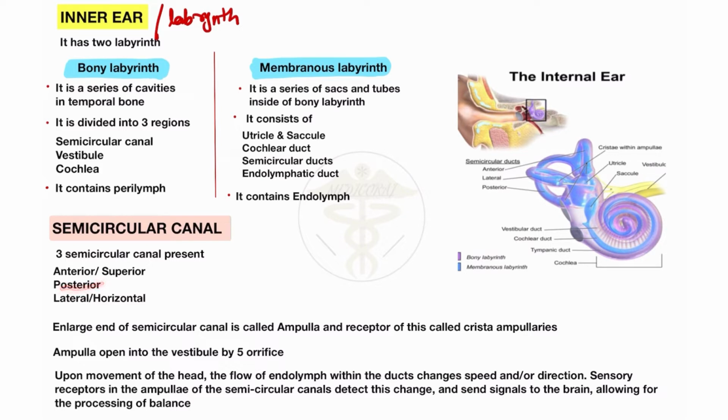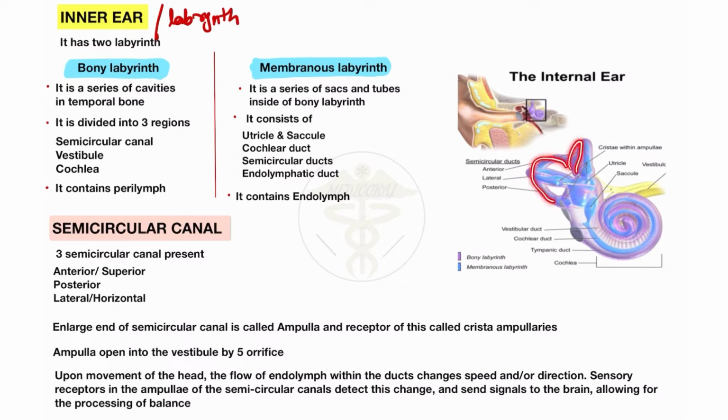Second is the posterior semicircular canal. Here you will see this is the posterior semicircular canal. And third is the lateral or horizontal, because this is present horizontally and also in a lateral position. So this is also called the lateral or horizontal semicircular canal. Always remember that there are three semicircular canals: first anterior, second posterior and third lateral or horizontal. They are always present at right angles to each other. Please learn this arrangement.